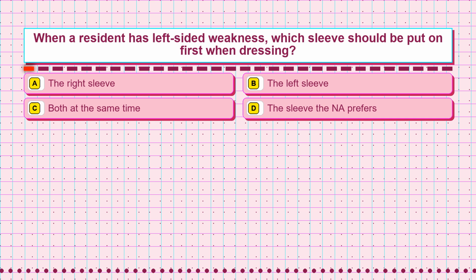Question 94. When a resident has left-sided weakness, which sleeve should be put on first when dressing? Option A. The right sleeve. Option B. The left sleeve. Option C. Both at the same time. Option D. The sleeve the NA prefers.